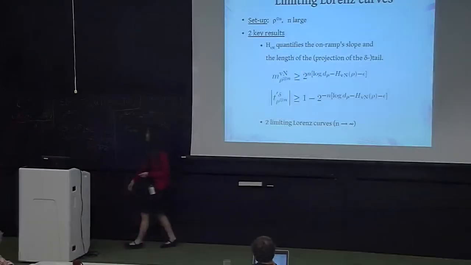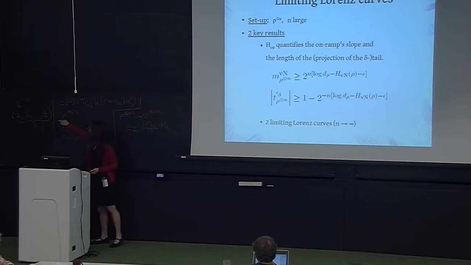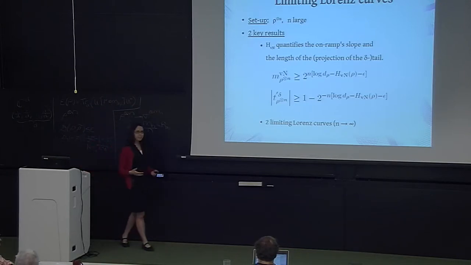Don't have time to say much about limiting Lorenz curves, so ignore the math for now. The big idea is, if you have several copies of a state rho, then this whole thing is a state. You can draw its Lorenz curve. We expect its on-ramp slope and its tail length to be quantified again by entropy. They are quantified by entropy, in this case the von Neumann entropy. So we obtain expressions for that quantification.